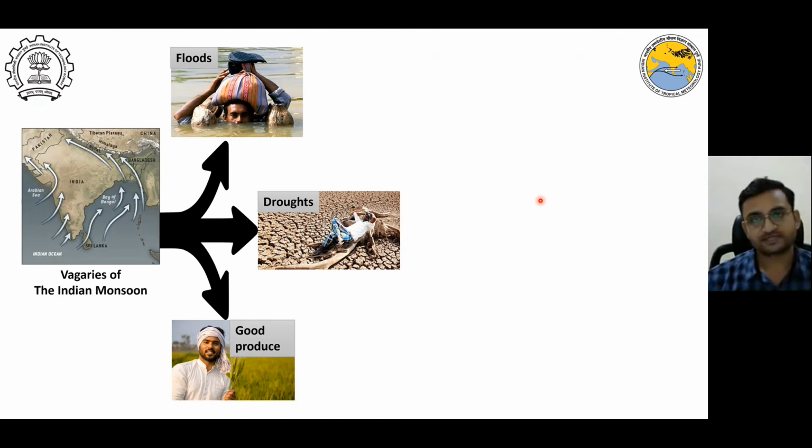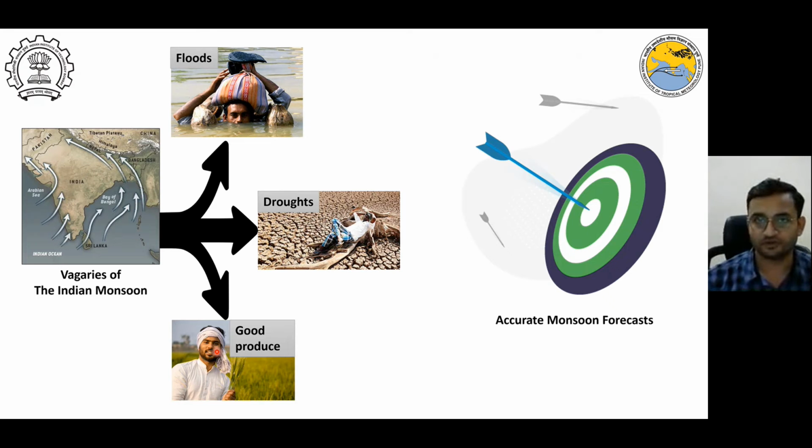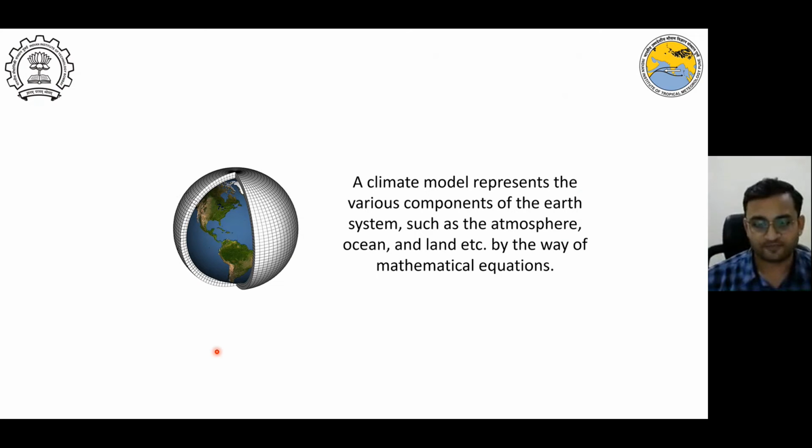The monsoon system is the lifeline of the Indian economy and affects the lives and livelihood of millions of people residing in the country. It can lead to devastating floods and droughts, but at the same time bring a smile upon the faces of hardworking Indian farmers. Therefore, accurate forecast of monsoon rainfall is of vital importance. Hence, we use climate models for forecasting the rainfall.